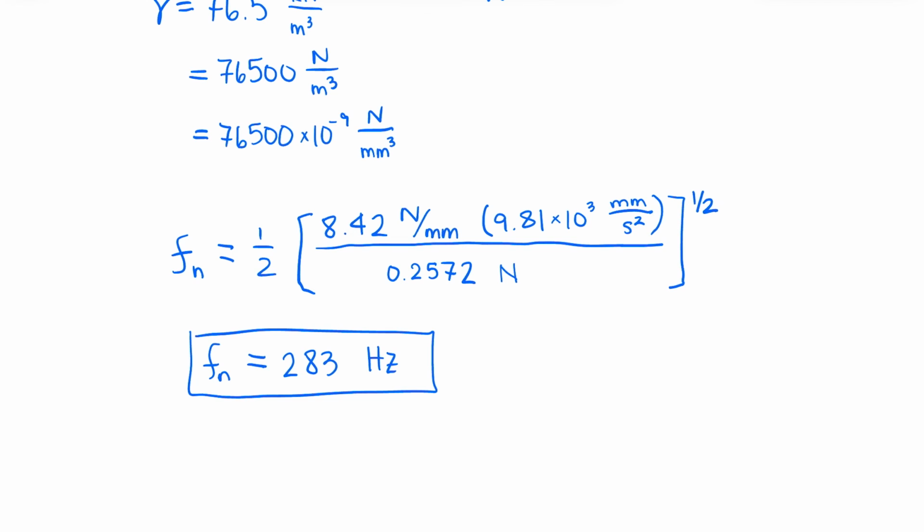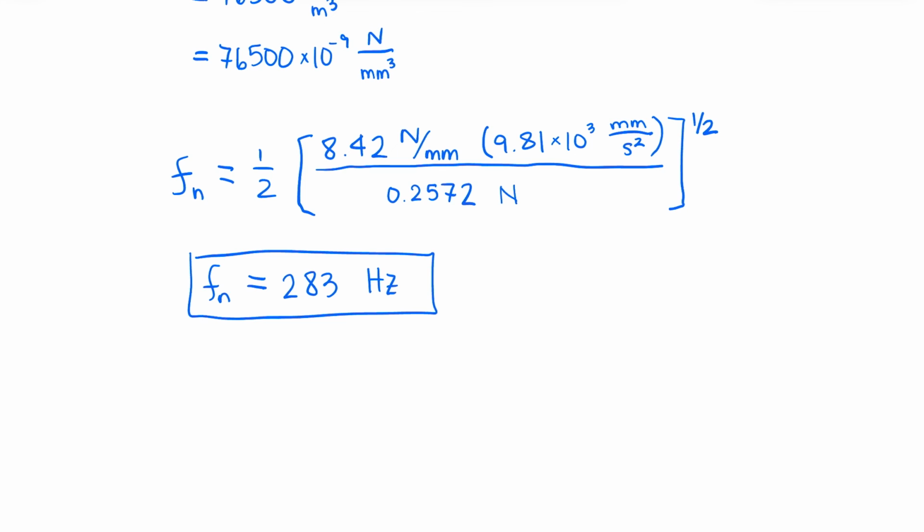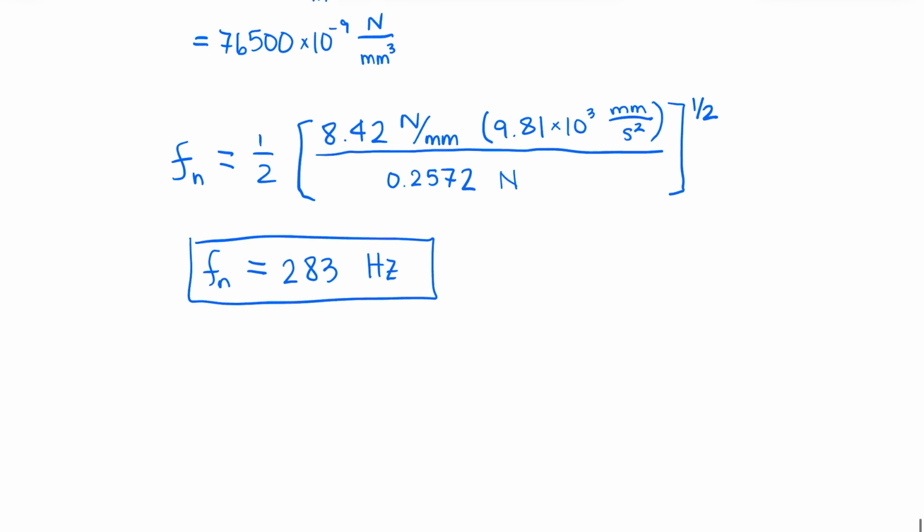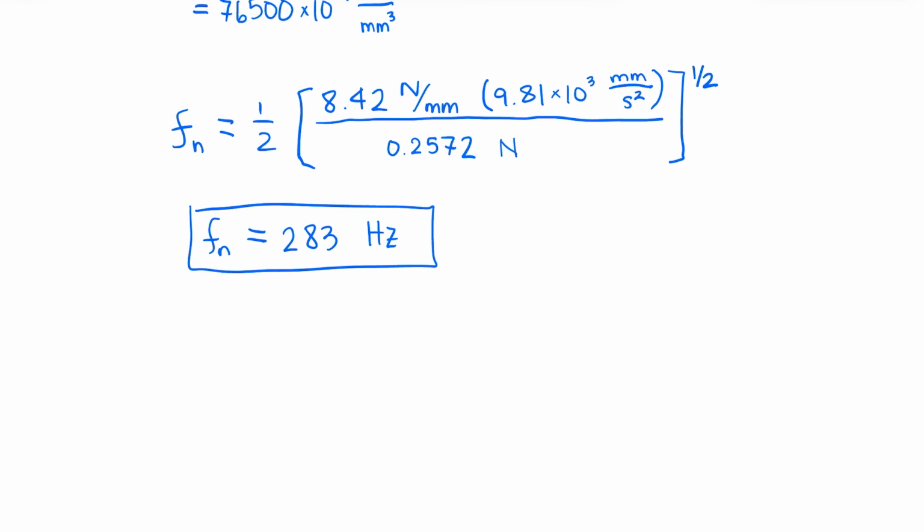And if you remember from the previous video, the significance of this is that we want to make sure our forcing frequency is significantly far away from this natural frequency of our spring. And we said about 15 to 20 times. So if I take 283 divided by 20, I get about 14 hertz. So I want to make sure that my forcing frequency is going to be less than this 14 hertz. Otherwise, I'm going to start getting too close to the natural frequency of the spring.